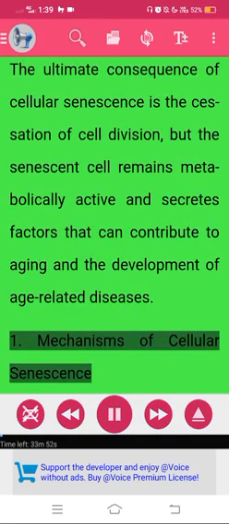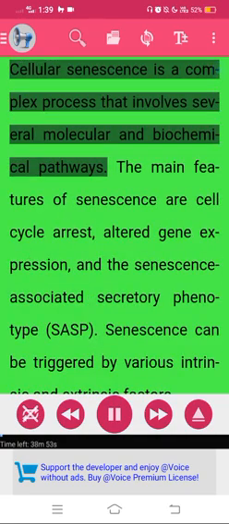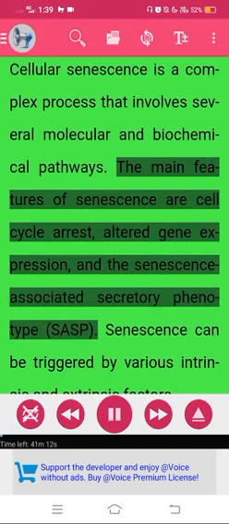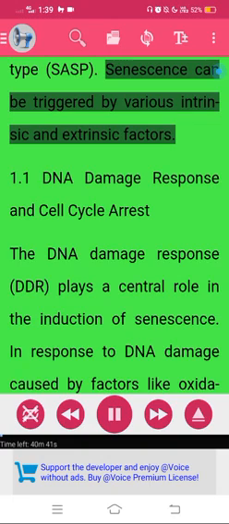1. Mechanisms of cellular senescence. Cellular senescence is a complex process that involves several molecular and biochemical pathways. The main features of senescence are cell cycle arrest, altered gene expression, and the senescence-associated secretory phenotype (SASP). Senescence can be triggered by various intrinsic and extrinsic factors.